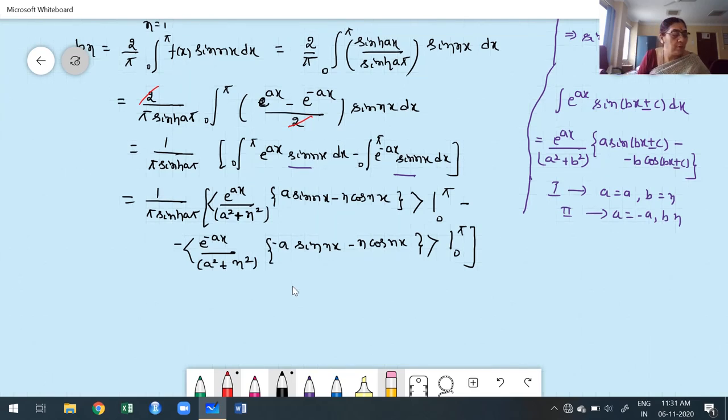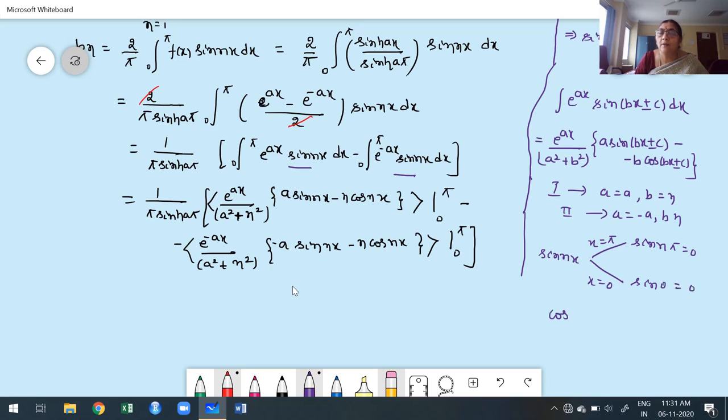In the next step, before moving on, I told you a number of times, whenever having a product of sin or cos, first you verify the function value corresponding to the limit. Now here, first take sin nx. Sin nx for x equal to pi is sin n pi. What is sin n pi? It is 0. Put x equal to 0, sin 0 is 0. Similarly, cos nx for x equal to pi is cos n pi. What is the cos n pi value? Minus 1 to the power of n. For x equal to 0, what is cos 0? It is 1.